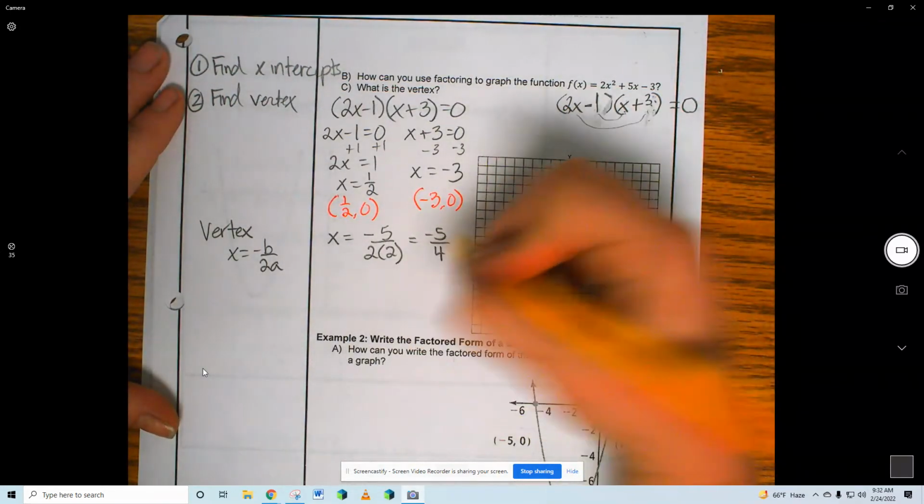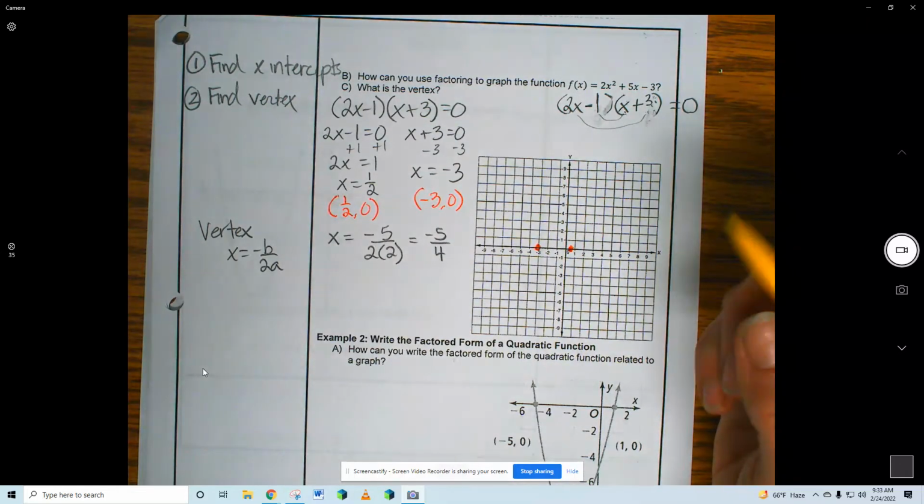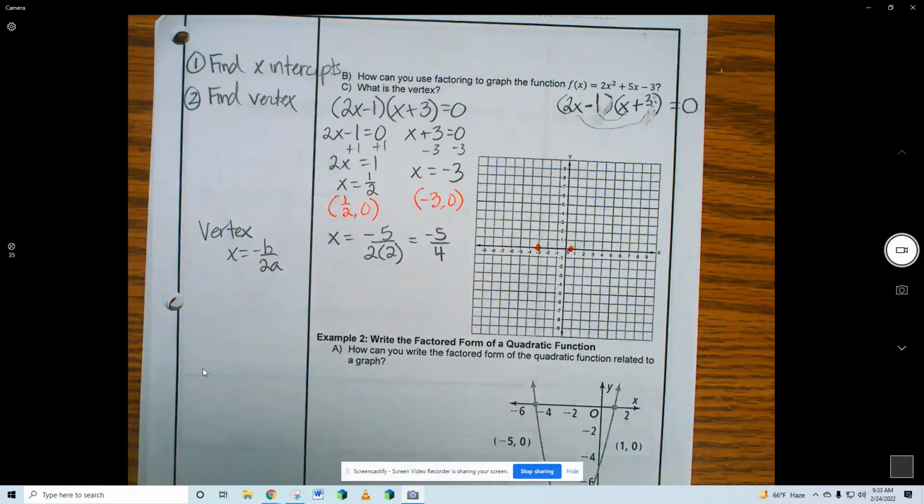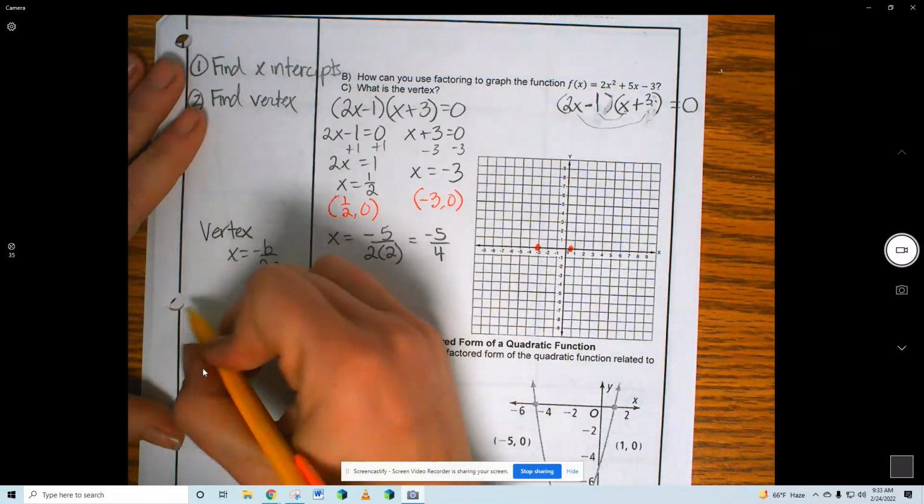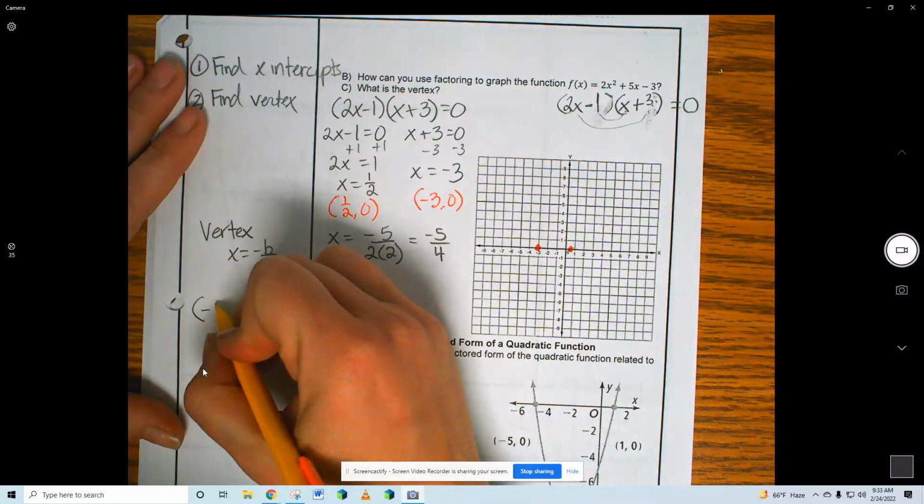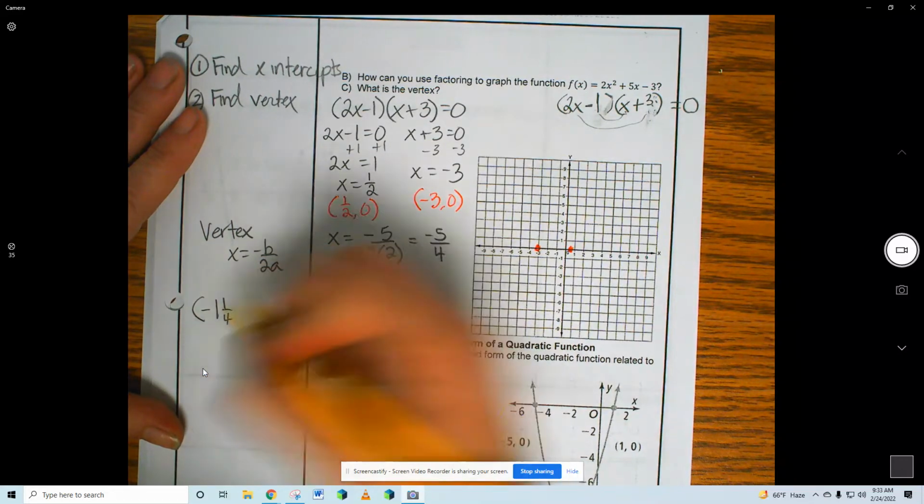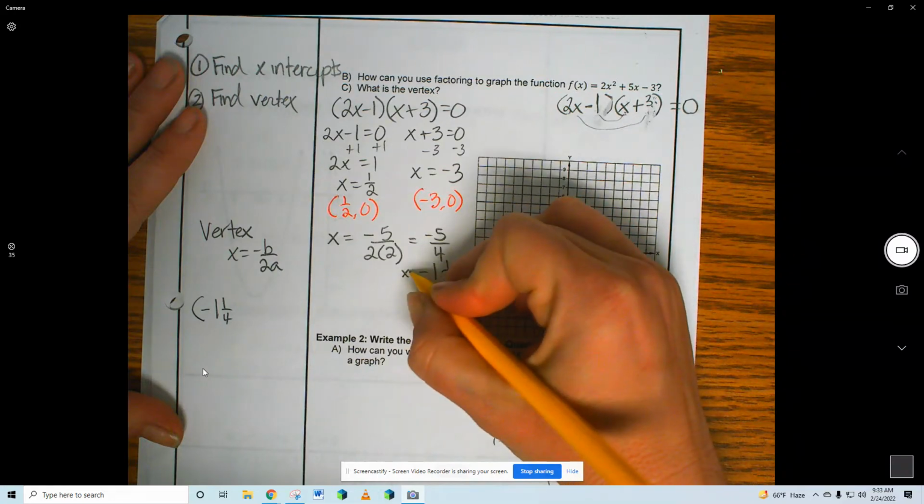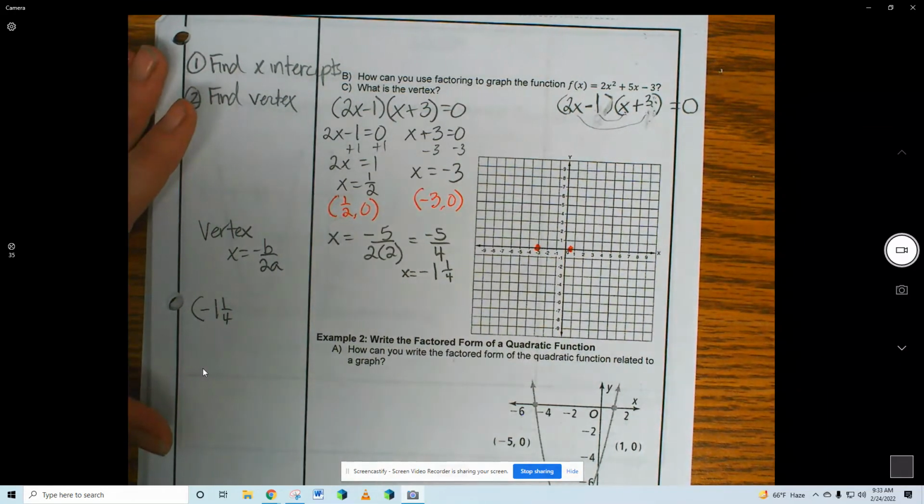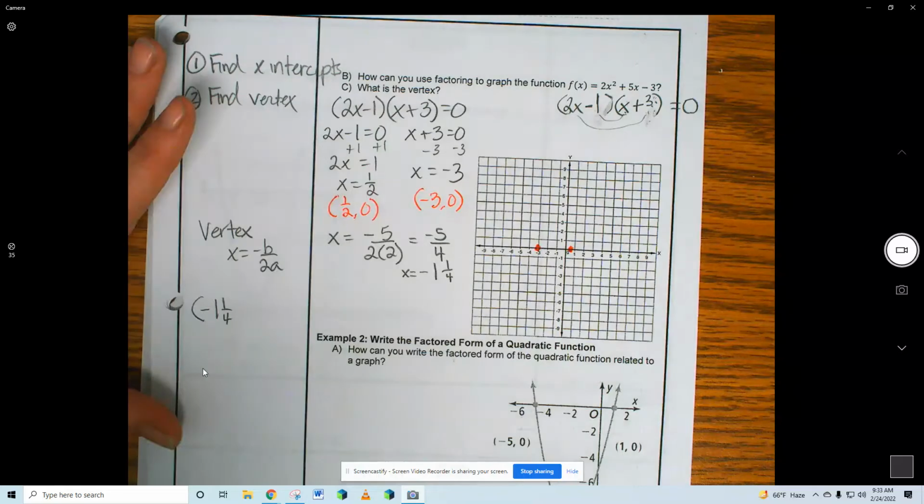Negative 5/4, which by the way is the same as 1 1/4. So my vertex is going to be negative 1 1/4. I have to change it to a mixed number because I can't graph 5/4.